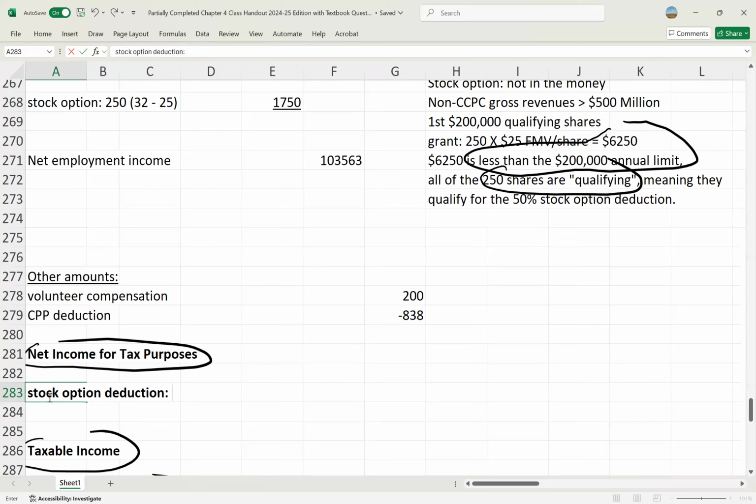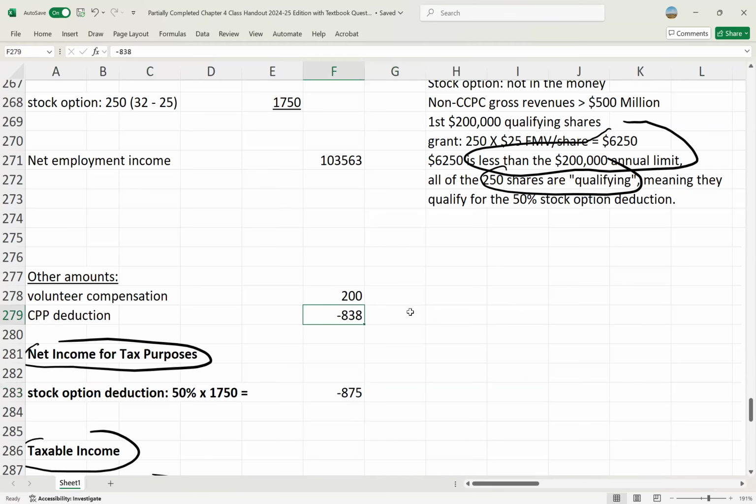Remember, the option was issued not in the money, so she qualifies for the deduction, and she's going to get it on all the shares because she was below that 200,000 annual limit, because this was a non-CCPC with gross revenues over 500 million. So she's going to get the full 50% deduction. So that's going to be 50% times 1,750. And so that's going to reduce her, I'm going to put this in this column here. There'll be a deduction of 875. I'm just going to move these two amounts over to be in the same column.